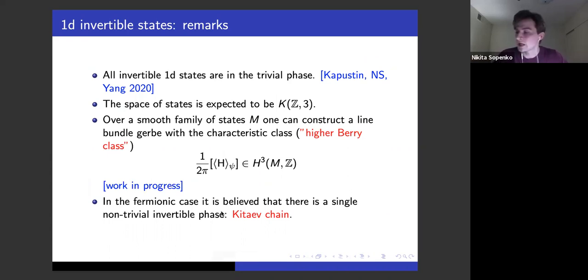and it is expected that it should have the homotopy type of K(Z,3). So it should have non-trivial pi3, and this space itself was not defined yet.